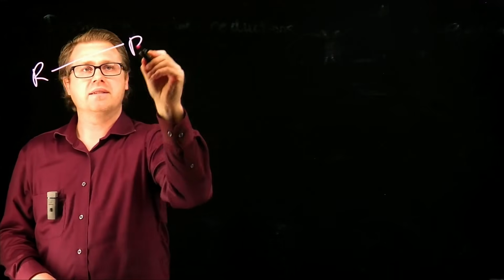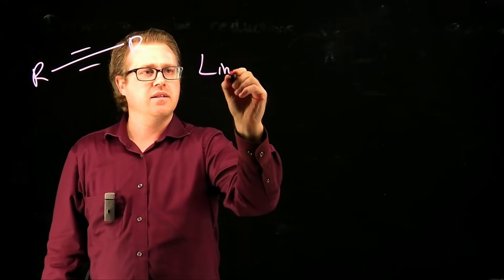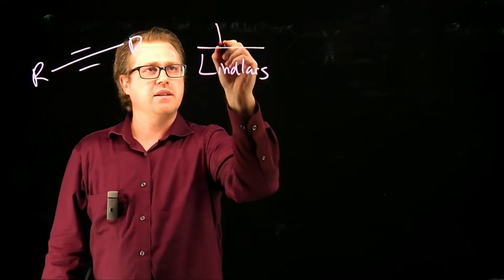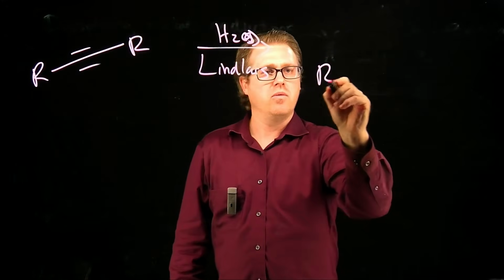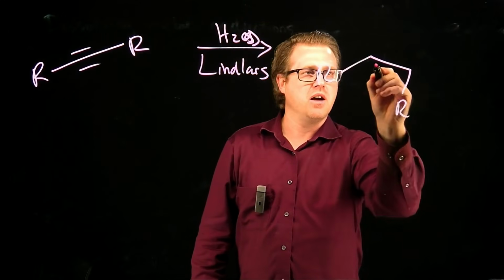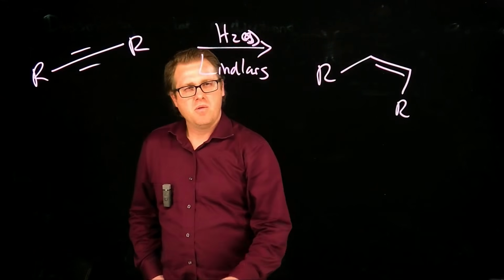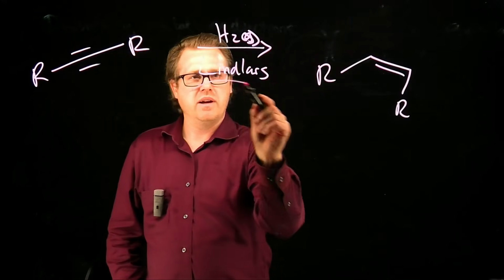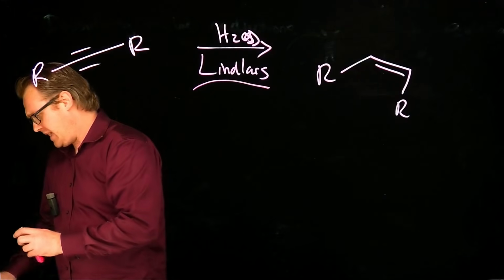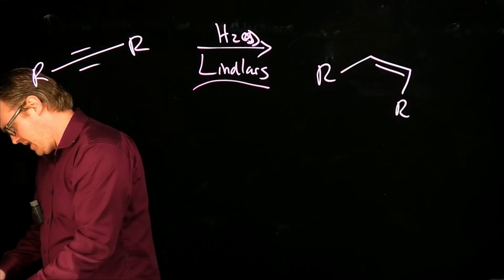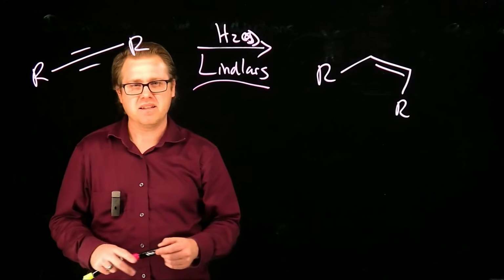So if we have the same alkyne and we treat it with Lindlar's catalyst, and add some hydrogen gas here, what are we going to get? We will get this as the dominant product, the cis. So what's going on here? Well, it has to do with this Lindlar's catalyst, which is what? Is it platinum or palladium? It's palladium. It's a poisoned palladium catalyst.